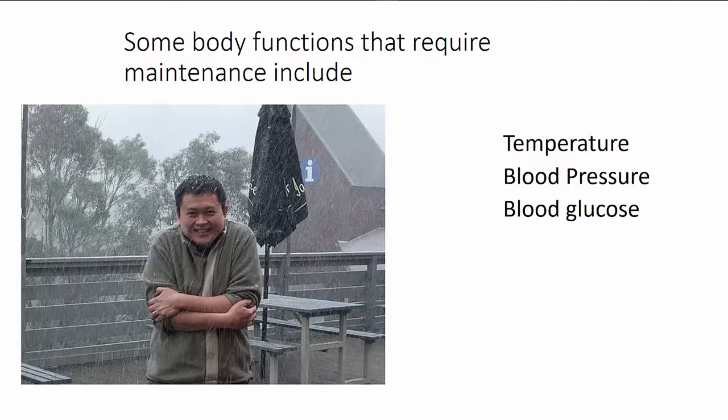The body tries to maintain a normal temperature. If you're too cold and need to gain heat, you will shiver, and muscular activity will warm you. Your blood pressure needs to be maintained as well. The heart and blood vessels, as well as the kidney, react to nervous and chemical signals to maintain blood pressure homeostasis. Blood glucose also needs to be maintained within normal levels.